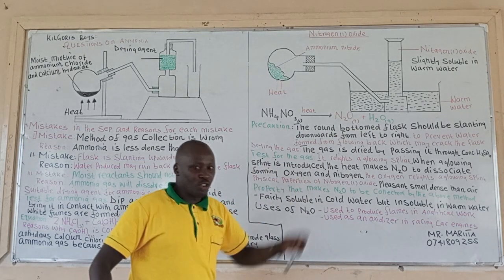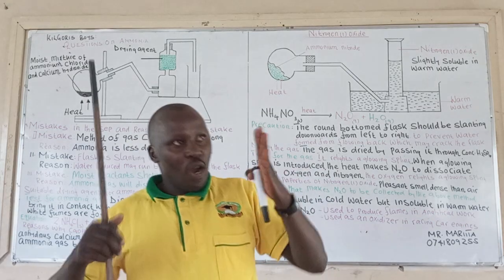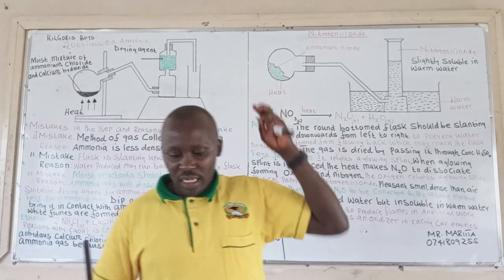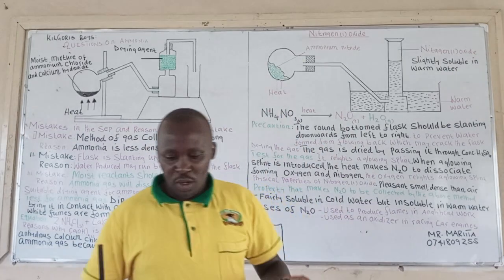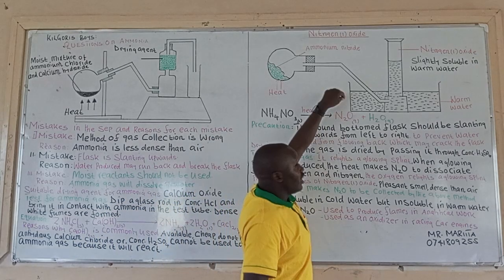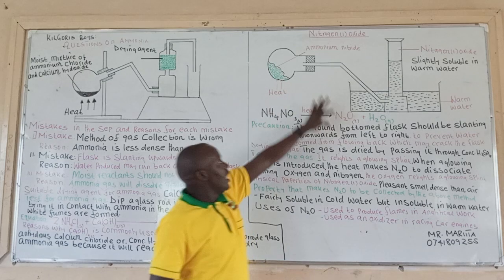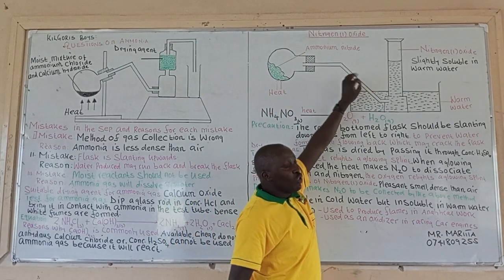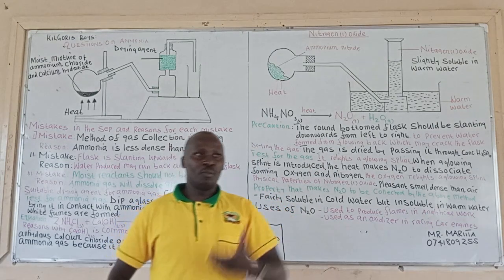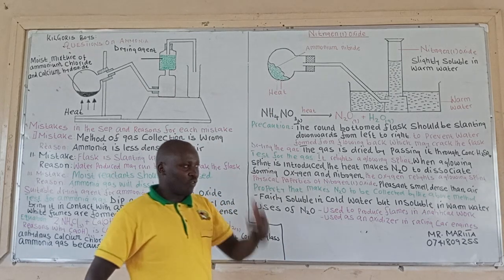Now, what is the precaution that is required when carrying out this experiment? One of the precautions is that the delivery tube should be withdrawn from the water to avoid the suck back. Before you stop heating, the delivery tube must be withdrawn from this water here to prevent water from sucking back, which might break the round bottom flask.